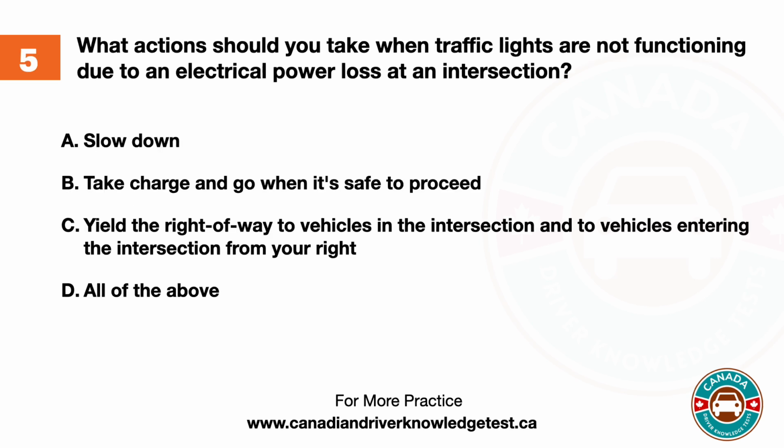Question 5. What actions should you take when traffic lights are not functioning due to an electrical power loss at an intersection? A. Slow down. B. Take charge and go when it's safe to proceed. C. Yield the right-of-way to vehicles in the intersection and to vehicles entering the intersection from your right. D. All of the above. The answer is C. Yield the right-of-way to vehicles in the intersection and to vehicles entering the intersection from your right.